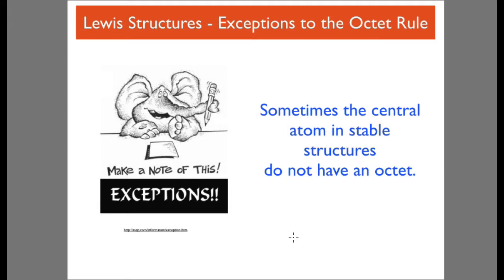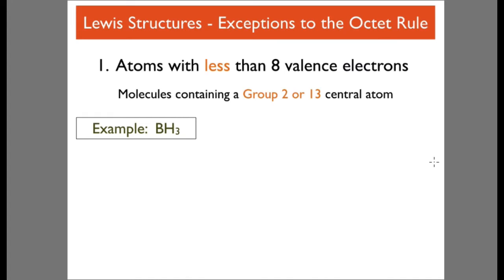Okay, there are exceptions, and we need to take note of these. Sometimes the central atom in stable structures does not have an octet. First, look at atoms with less than 8 valence electrons. Molecules containing a group 2 or group 13 central atom can be found with less than 8 valence electrons.